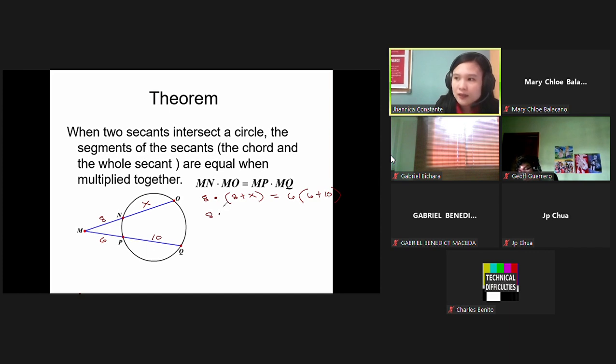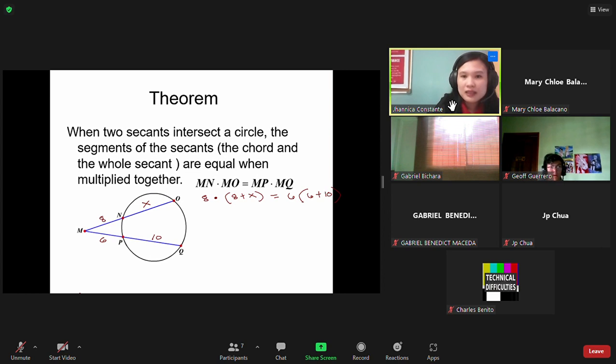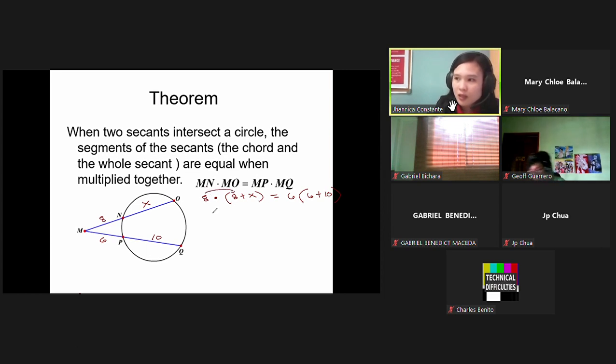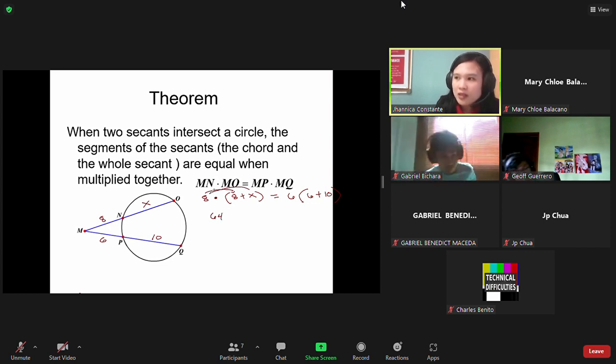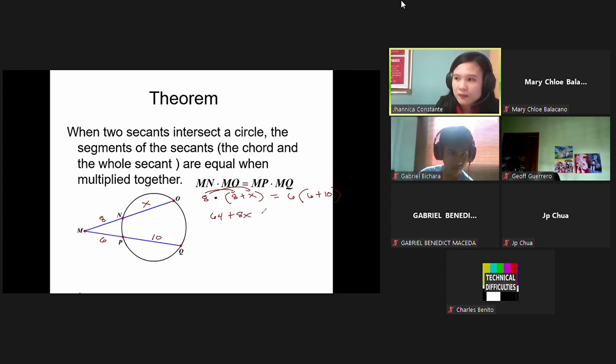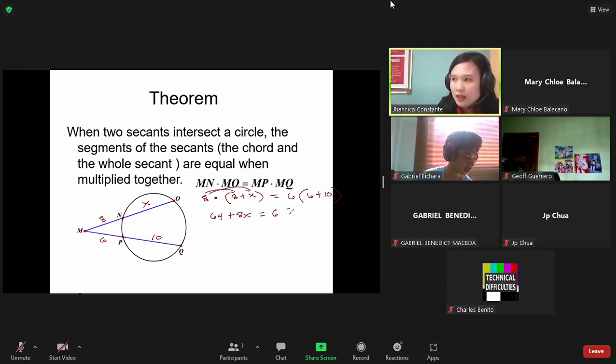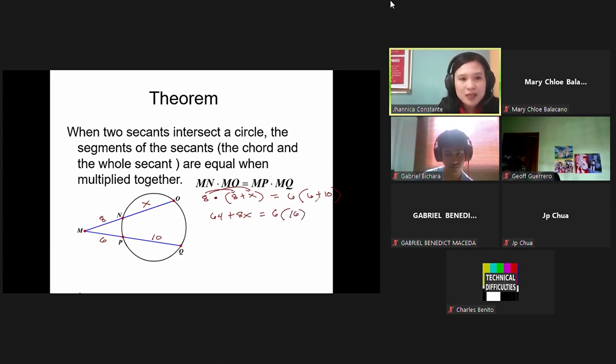So 8 multiplied by 8 plus X. Since we cannot add 8 plus X, we're going to multiply the 8 by using the distributive property. So 8 times 8 is equal to 64. 8 times X is equal to 8X, equals 6 times 16. Since 6 plus 10 is equal to 16, we have 64 plus 8x equals 6 times 16. So 64 plus 8x equals 16 times 6, which is equal to 96.